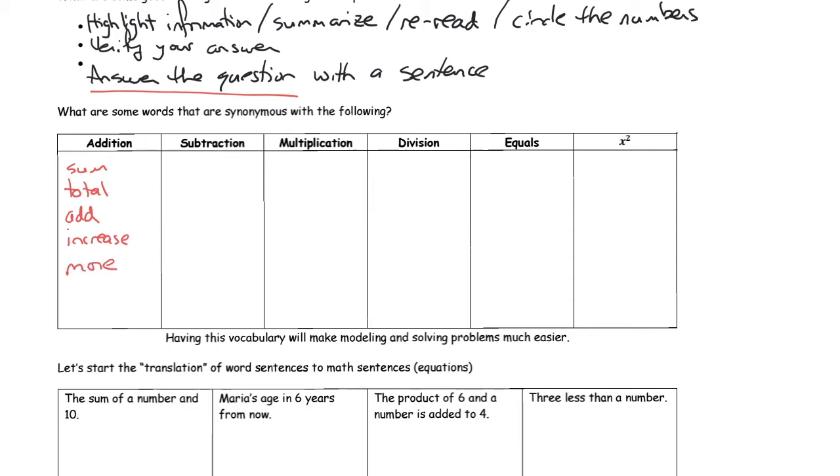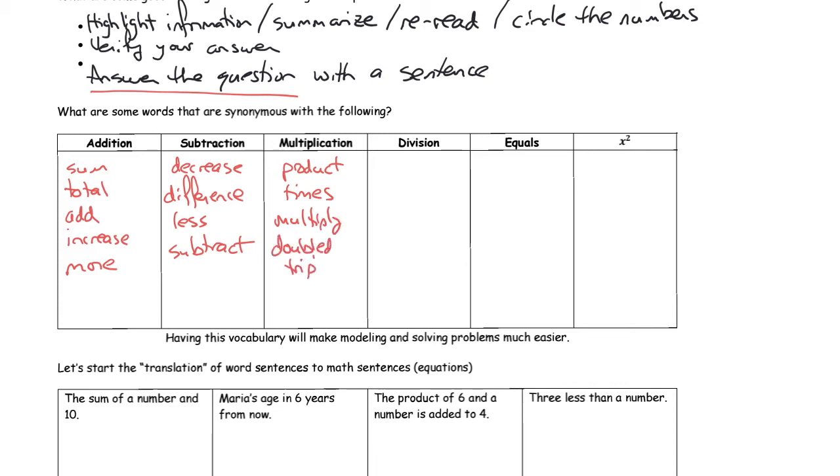Now, compare that with subtraction. In subtraction, you might see decrease, difference. That's a common one. What's the difference between two values? Or less. They might even just flat out say subtract. Words that identify multiplication: product. Product means multiplication. You might see them say times. They might say multiply. Or they might say stuff like doubled or tripled.